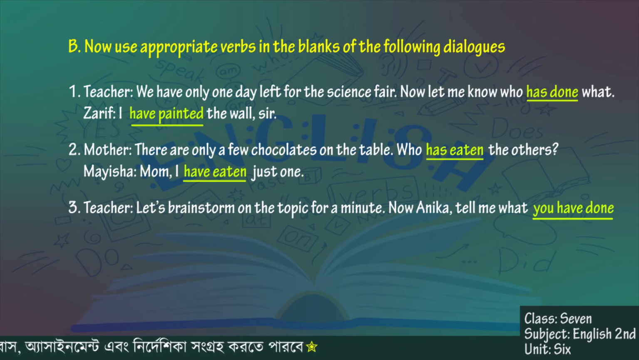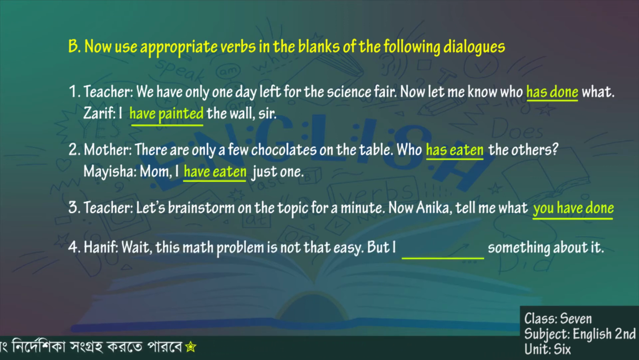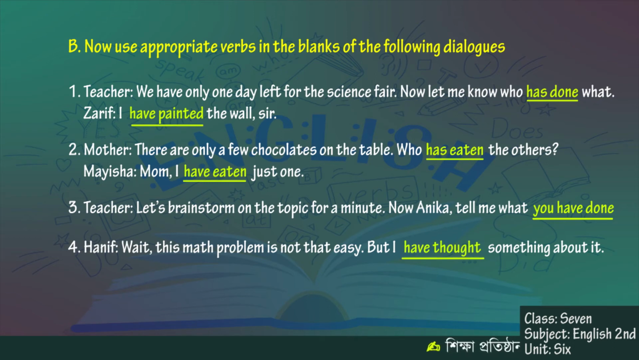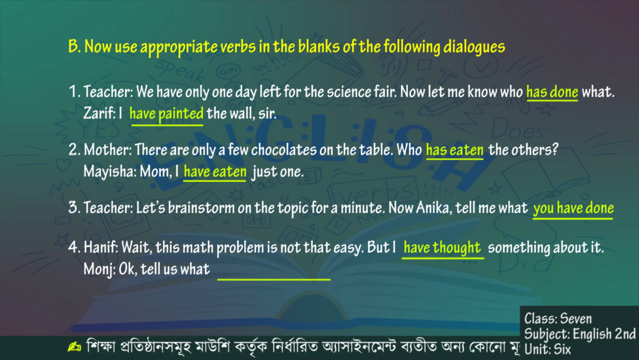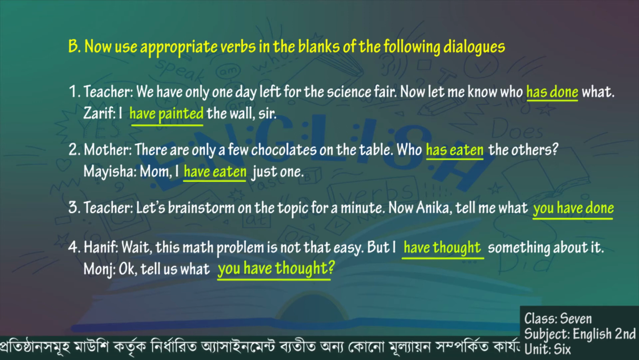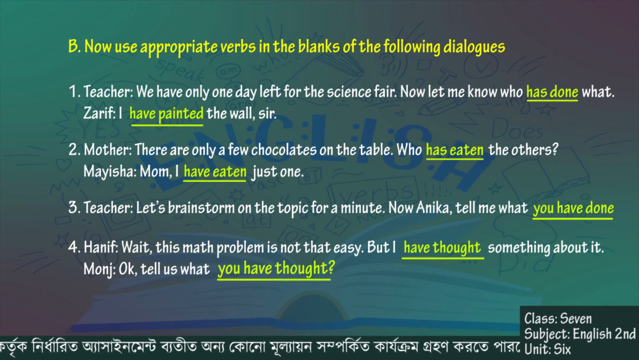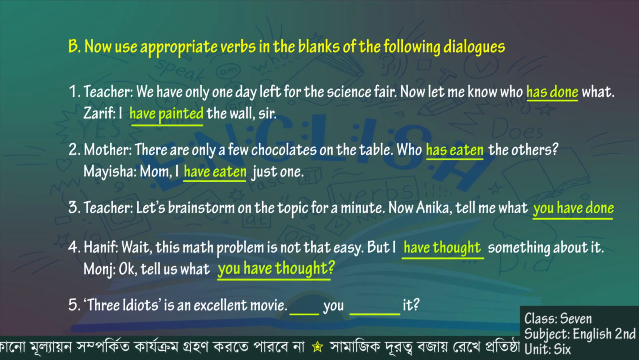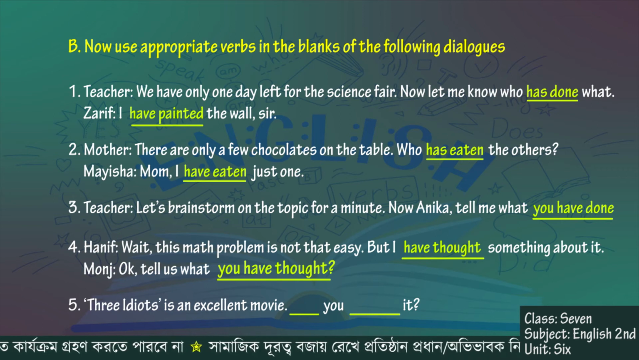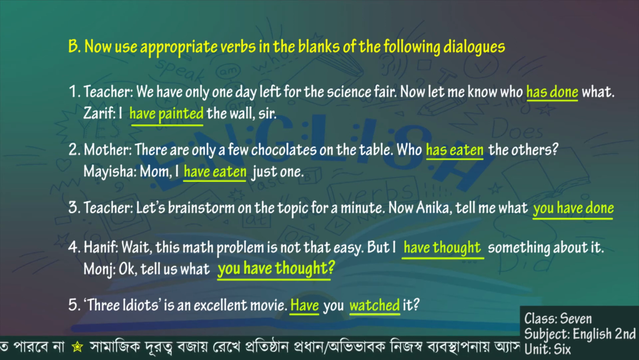Number 4. Hanif, wait, this math problem is not that easy, but I dash something about it. The answer will be, I have thought something about it. Manoj, okay, tell us what dash. The answer will be, okay, tell us what you have thought. And number 5, Three Idiots is an excellent movie. Dash you dash it. The answer will be, have you watched it?